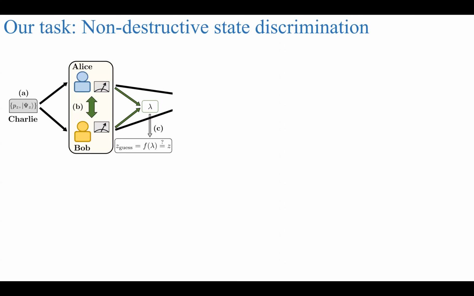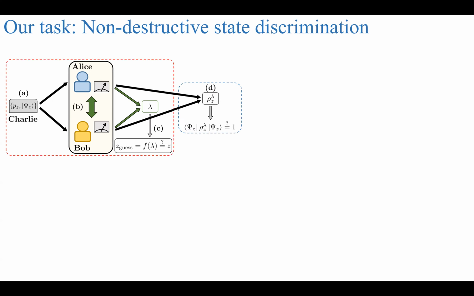Then, so we suggest non-destructive state discrimination by adding another step to check the disturbance of the state. So here the blue dashed box is our additional setup.